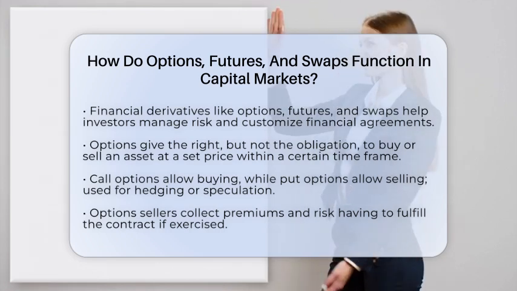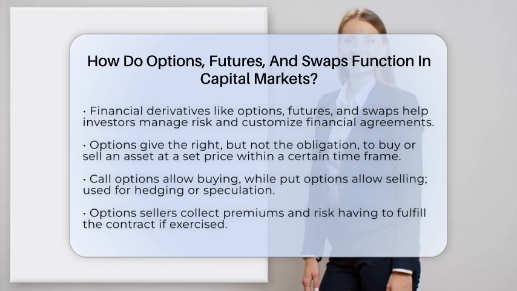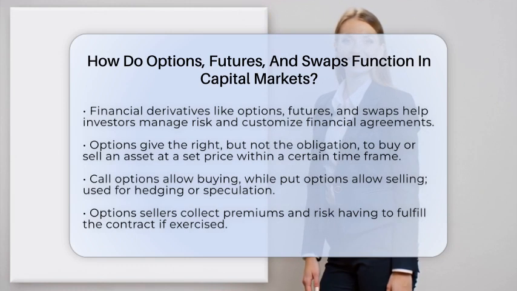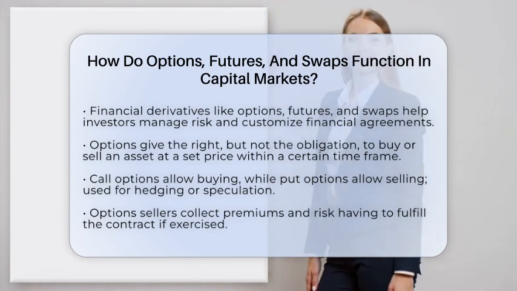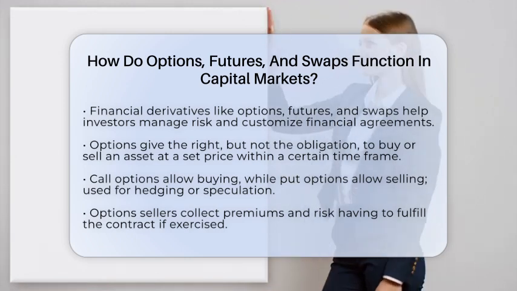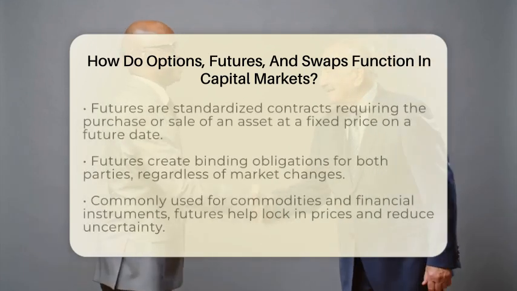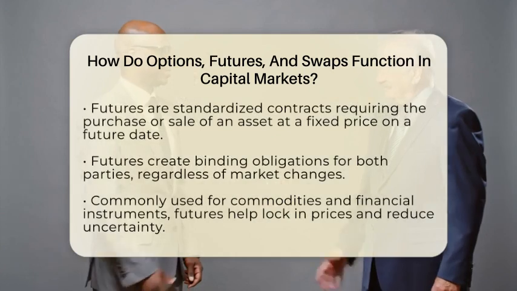Options are contracts that give the buyer the right, but not the obligation, to buy or sell an underlying asset at a predetermined price within a specified period. There are two main types: call options, which allow purchasing, and put options, which allow selling. Investors use options to hedge against potential price movements or to speculate on the direction of asset prices.